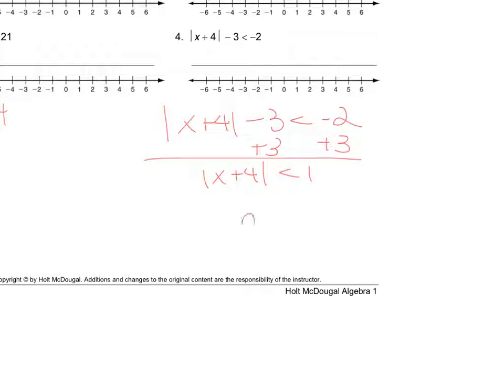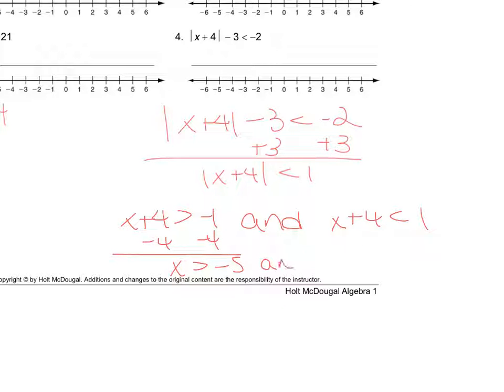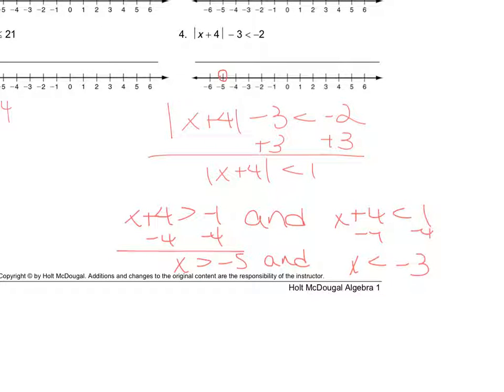It's a less and, so I'm going to write the word and. X plus 4, flip it. X plus 4, keep it the same. Now solve. X greater than -5 and over here, x less than -3. Graphing this would be together, so it's going to be on -5, open circle on -3, meeting in the middle.